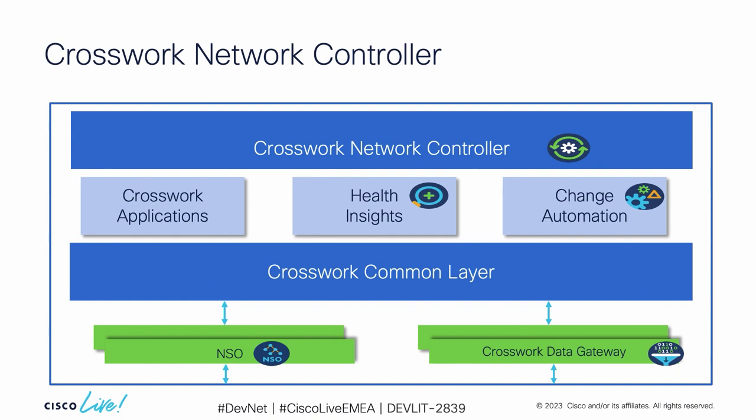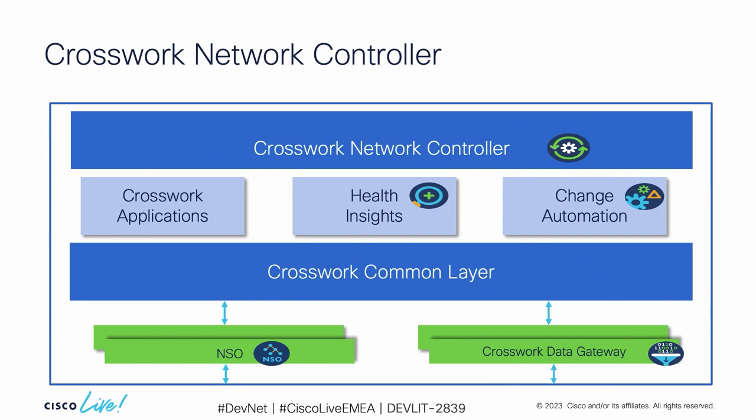In today's session, we'll be talking about Health Insights and Change Automation. Not only these applications, we also have other applications like Service Health, Automated Assurance, Optimization Engine, and those kinds of things. And for example, in certain use cases, if you want to interact between two applications on the same CNC with APIs internally within the system, you can do that. The system is programmed to do it that way, and not only for these two applications, but for the rest of the applications as well.